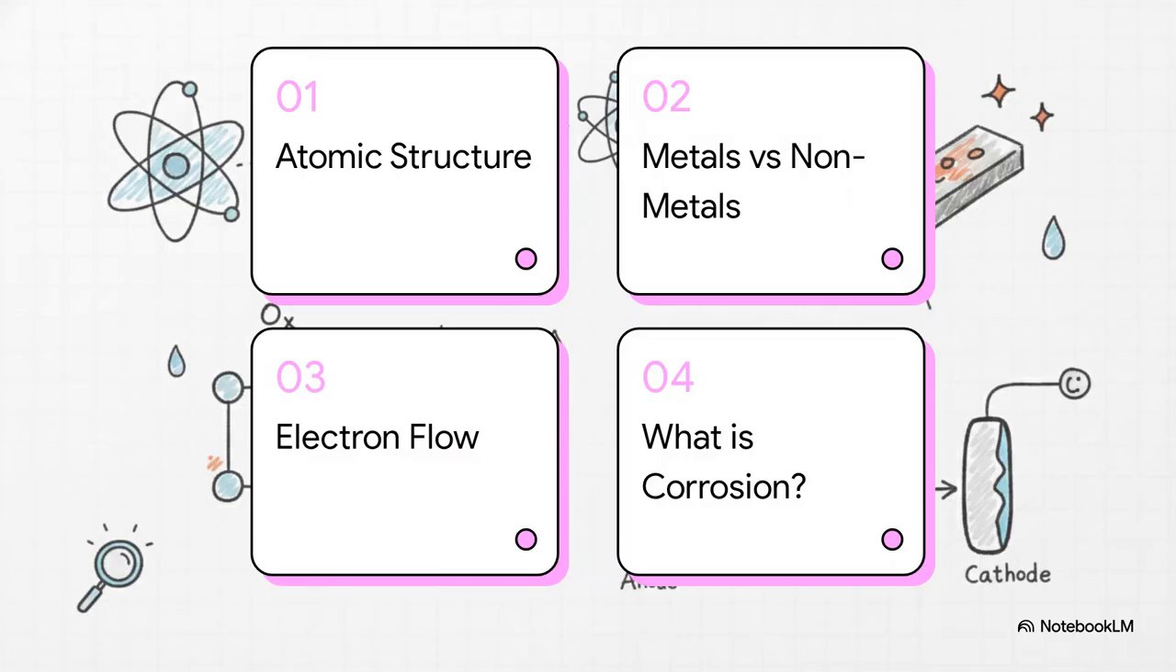So here's our visual roadmap for today. First, atomic structure and electrons. Second, metals versus nonmetals. Third, electricity and electron flow. And finally, the true definition of corrosion. We're building this up from tiny atoms all the way to why massive bridges rust.